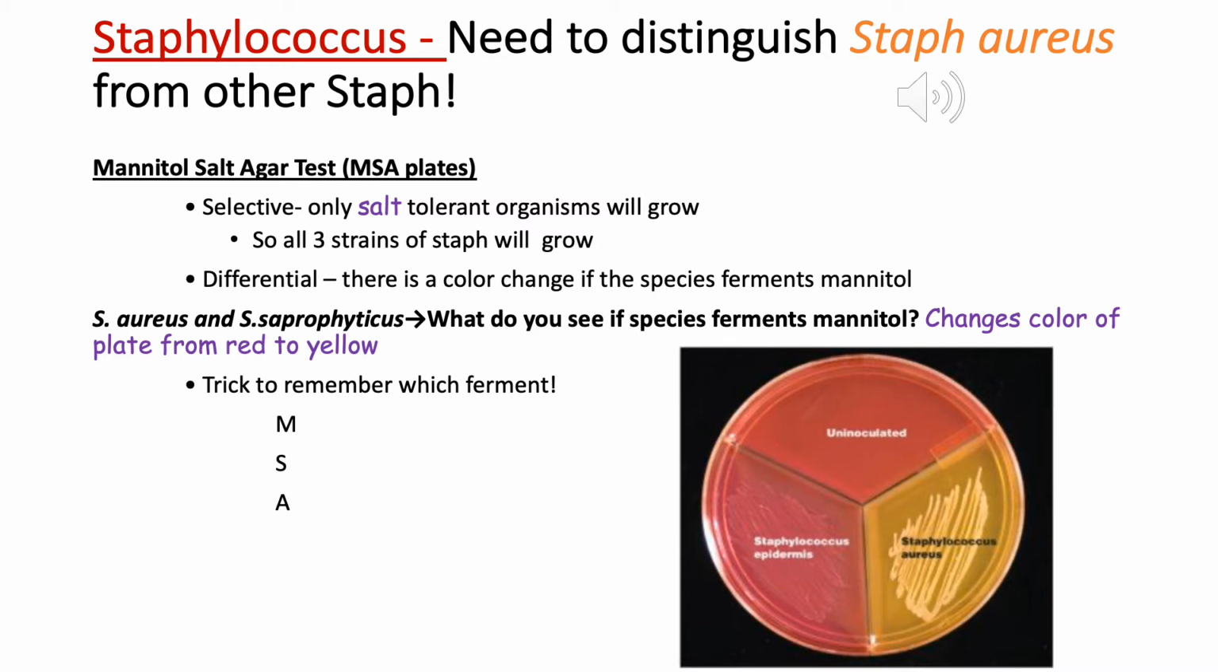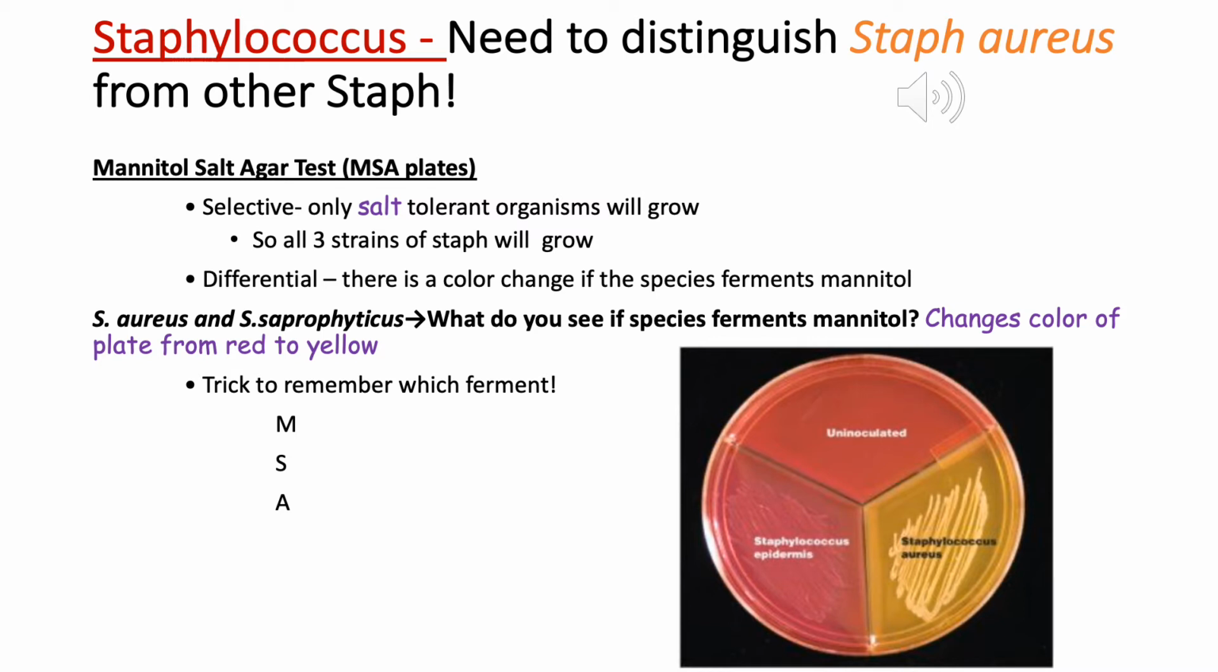Now, MSA plates are these red plates that have salt in them, and they're selective in that only salt-tolerant organisms are able to grow on them. So all three strains of staph can grow on them. But they're also differential in that there is a color change if the species is able to ferment mannitol. As you can see in the picture here, the species that can ferment mannitol change the color of the plate from red to yellow. And the two that are able to do that are Staph aureus and Staph saprophyticus.